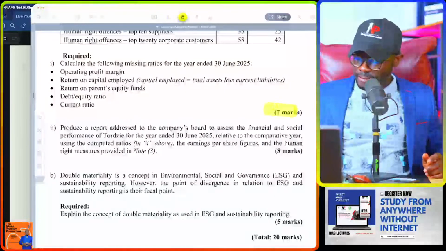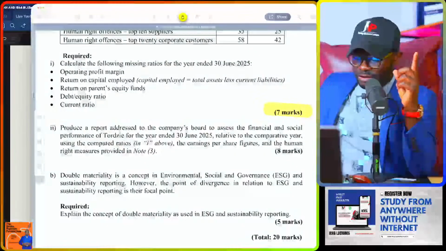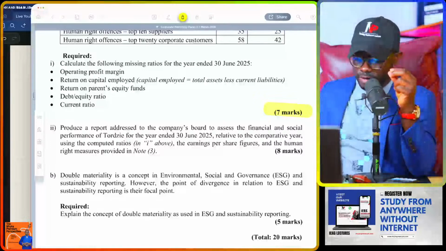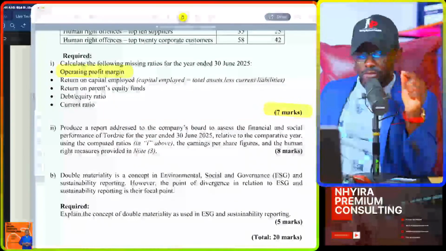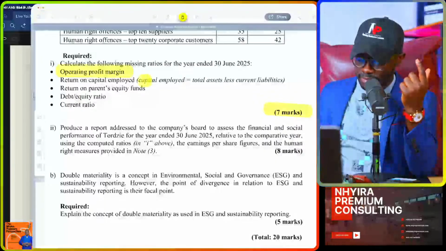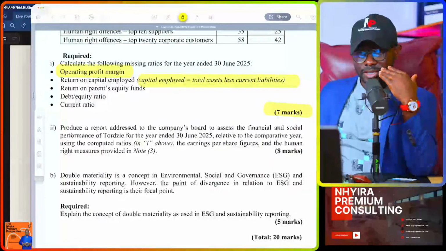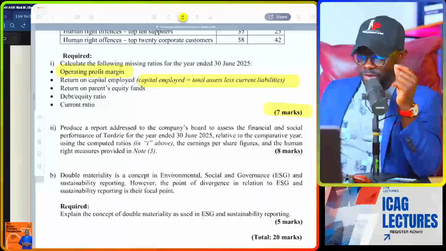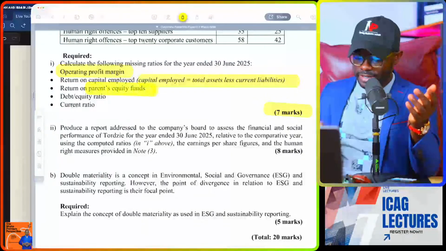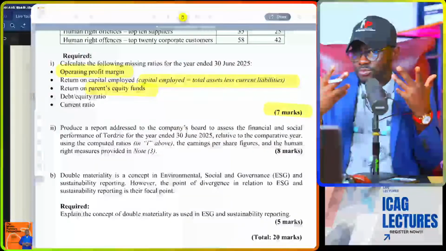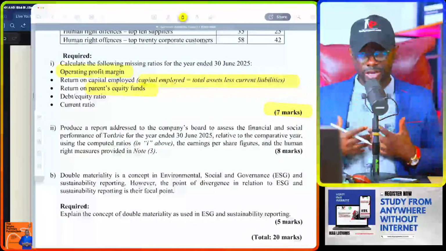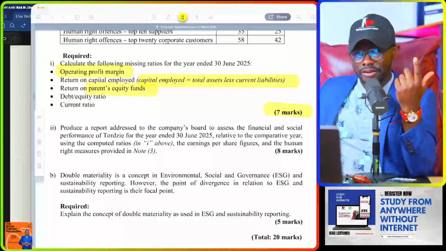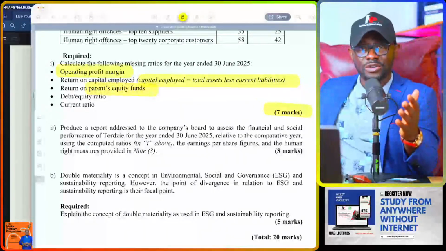For 7 marks, the examiner says, calculate the following missing ratios for the year ended 30th June 2025. Operating profit margin, okay. Return on capital employed, where the examiner said capital employed should be total assets less current liabilities, because capital employed can also be calculated using shareholders' funds and interest-bearing debt. Then return on parent's equity fund. So it means we are in a consolidated environment here because this is a corporate reporting paper. Then debt to equity ratio, gearing, and then the last one is the current ratio. And this is for 7 marks.